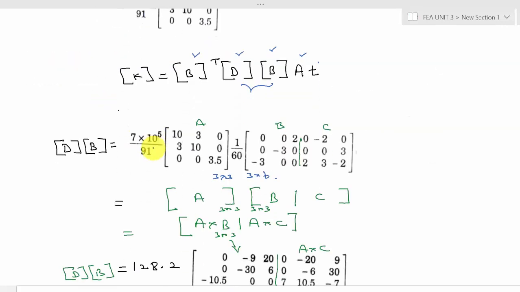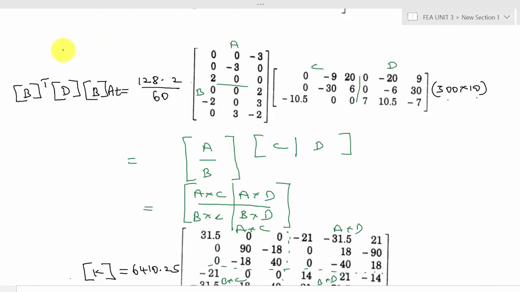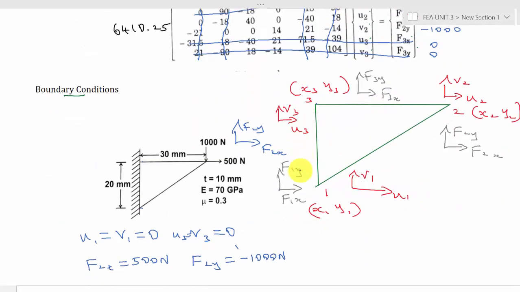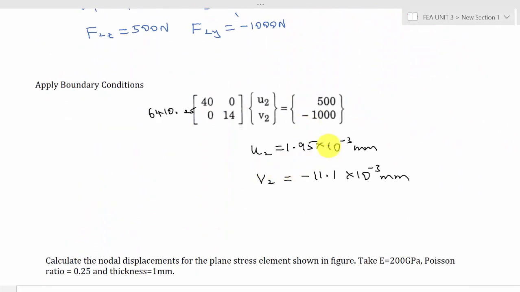Then first multiply the D and B alone. Okay, so you will get a 3 cross 6 matrix. So use calculator to multiply this. It's very simple to multiply the matrix with a calculator. Then B transpose into DB. So multiply these two matrices using calculator and calculate the stiffness matrix. So after calculating the element stiffness matrix, then write the boundary condition, then apply the boundary condition to find the deflection. Okay, so the problem procedure is very simple. Only you have to manage the time.